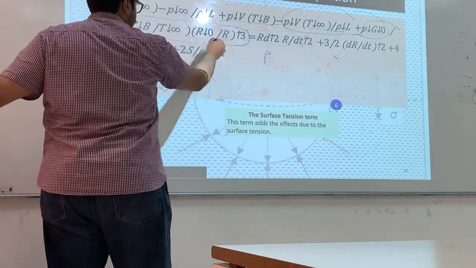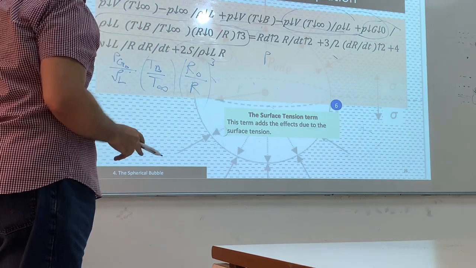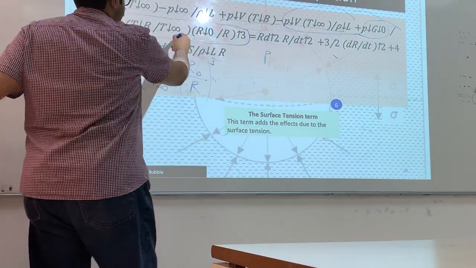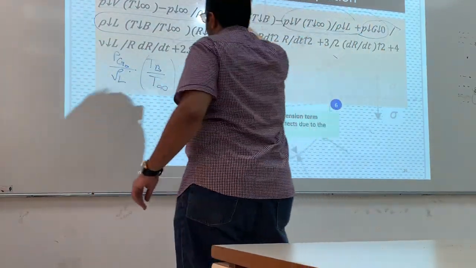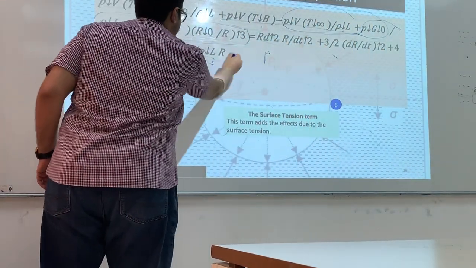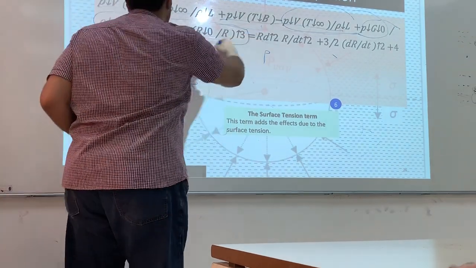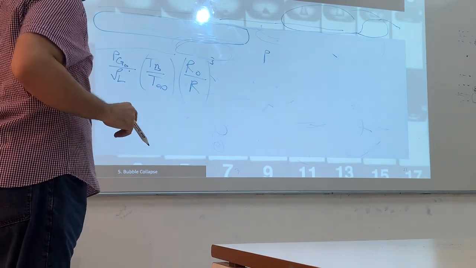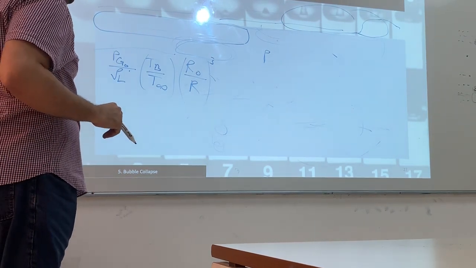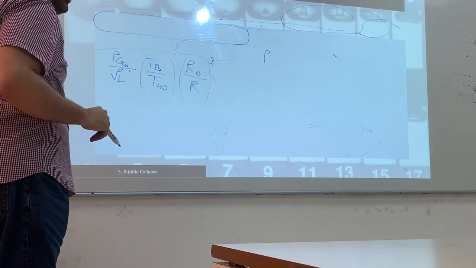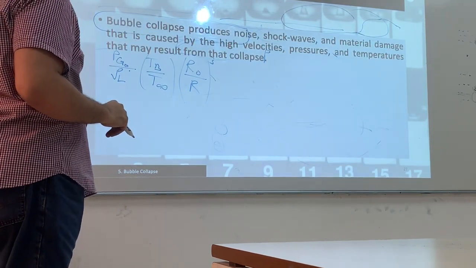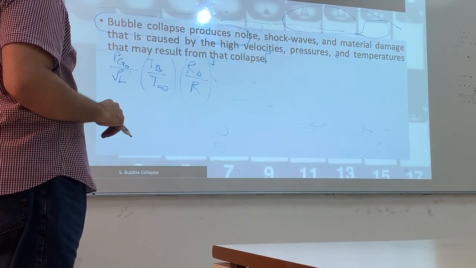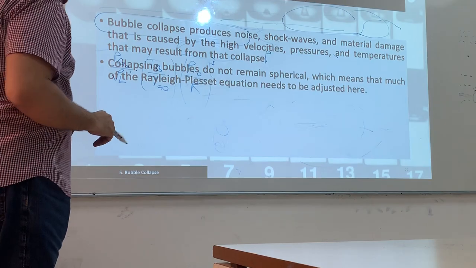Finally, the surface tension, which we talked about, term as the effects due to the surface tension. So this guy, Rayleigh, has made all of this, and plus it adds this and the viscosity term. But sadly, the Rayleigh-Plesset equation does not explain how the bubbles collapse. Bubble collapse produces noise, shock waves, and material damage that is caused by the high velocities, pressures, and temperature that may result from that collapse.